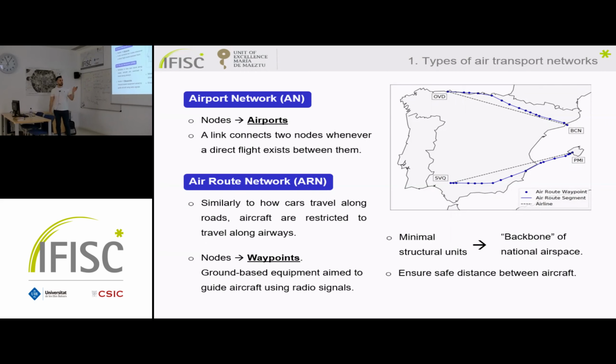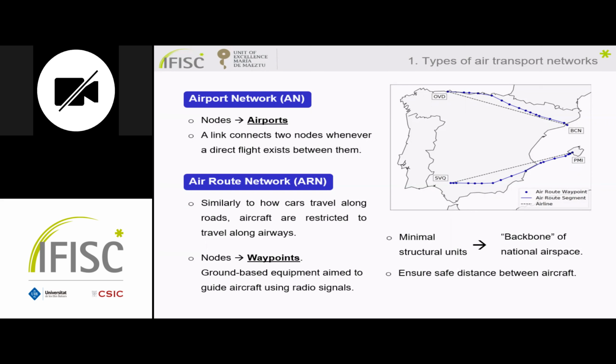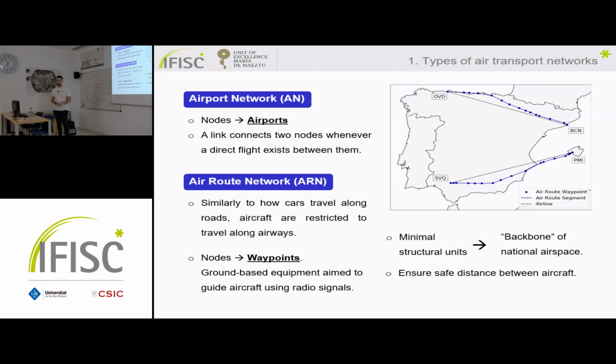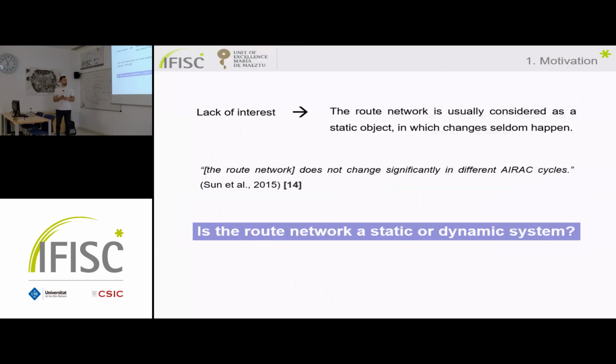These airways can be seen as sequences of waypoints, here plotted in the figure with blue circles, which are navigational markers of specific coordinates, and they can also correspond to ground-based equipment that guide aircraft using radio signals. We have analyzed this structure of waypoints and airways, and the main purpose of this structure is to ensure safe distance between aircraft. Through the literature, we have detected a lack of interest in analyzing this kind of system because there is the general belief that it's a static entity where changes seldom happen.